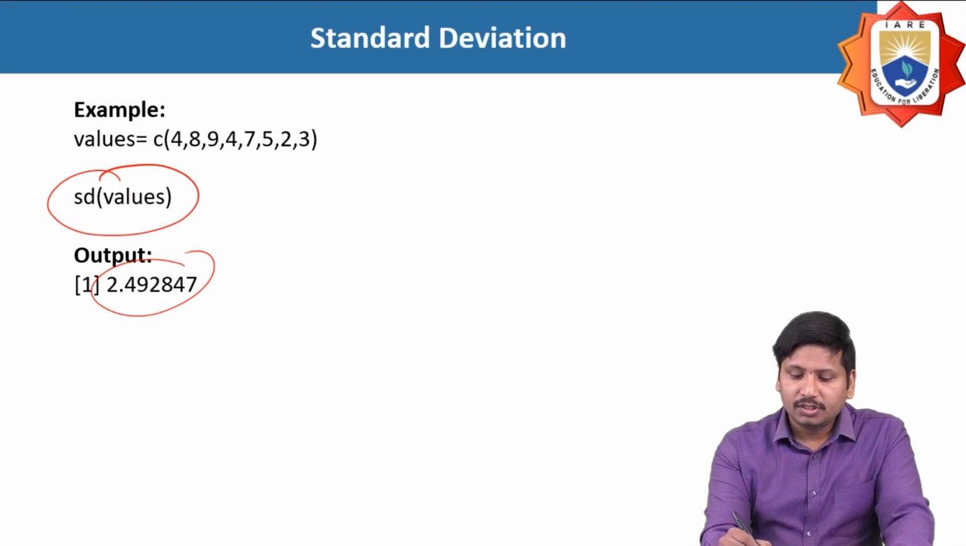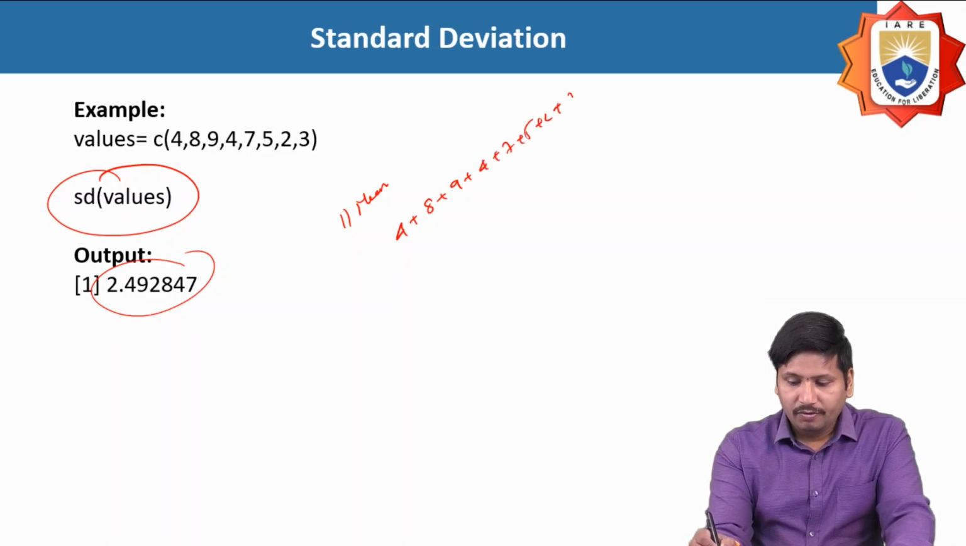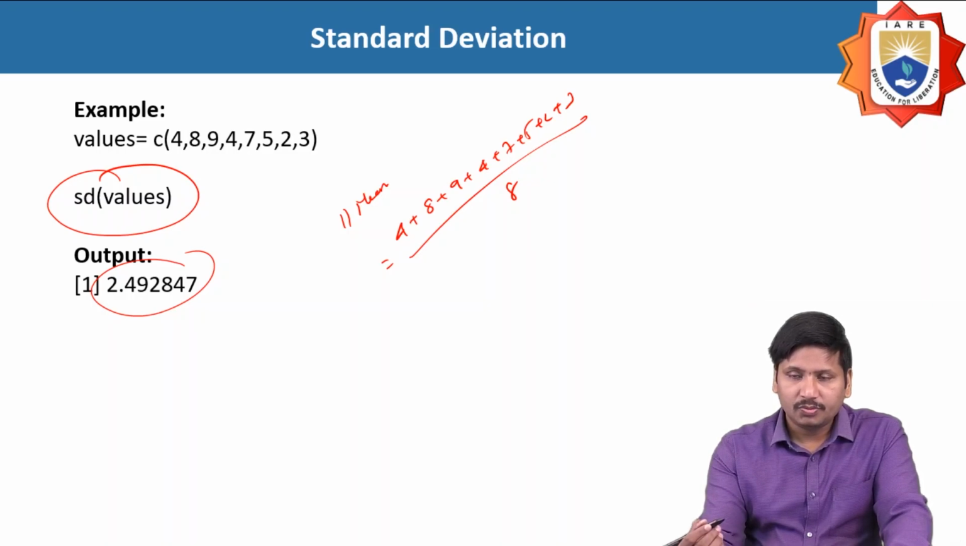So what is the first step? First, we have to calculate the mean value. How is the mean calculated? It is the sum of all the values divided by the total number of values. So this is the mean value. Once the mean is calculated, we use it in the equation. Let me calculate the mean value, which should be 5 like this.